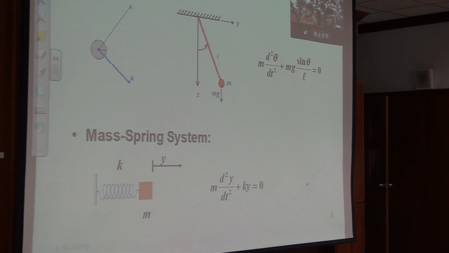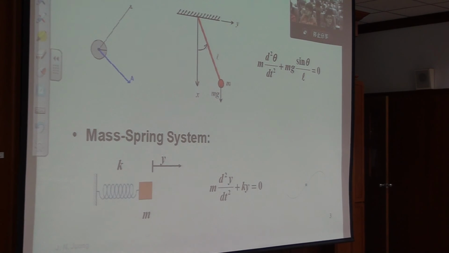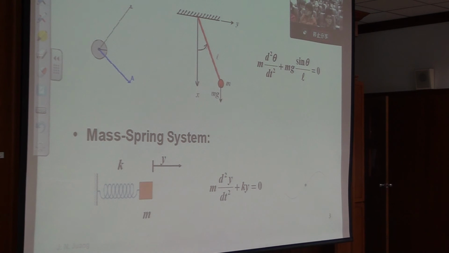There is a difference between these two equations, and the difference is one is a linear equation, one is a non-linear equation. So is this pendulum system a linear system or a non-linear system? Non-linear, right, from the equation. So do not get confused because you see a line here. It's actually a non-linear system. And you see a spring here, but it's a linear system.